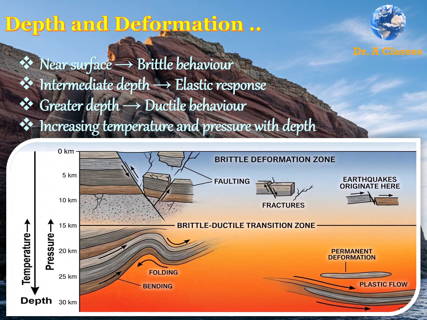The transition zone. At roughly 15 km depth, the increasing heat and pressure reach a tipping point where rock behavior fundamentally shifts. Ductile deformation. In the deeper crust, intense heat makes minerals more mobile, allowing rocks to behave like thick plastic or putty. Instead of breaking, these deep rocks undergo permanent folding and slow plastic flow, absorbing stress without fracturing.